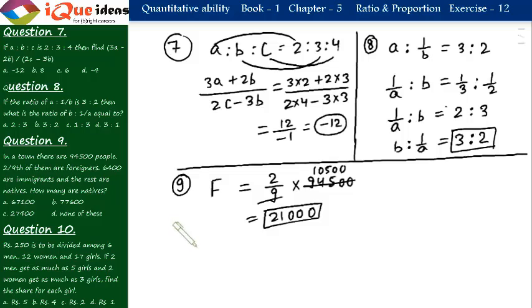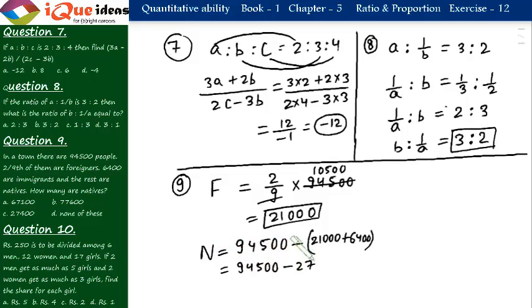So we need to find the natives. Natives would be the total 94,500 minus the foreigners as well as the immigrants. So this comes out to be 94,500 minus 27,400. 500 minus 400 is 100. 94 minus 20 is 74, minus 7 is 67. So 67,100 is the number of natives. Let's look at the next question.